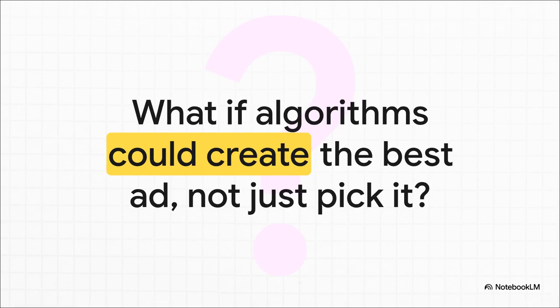And it really leaves us with a fascinating final thought to chew on. We've just talked about how these systems can learn to pick the perfect ad for any person in any situation. So what happens next when these same algorithms learn how to create that ad too?